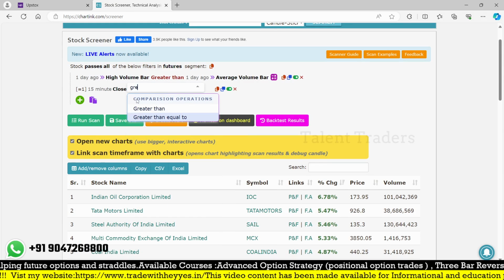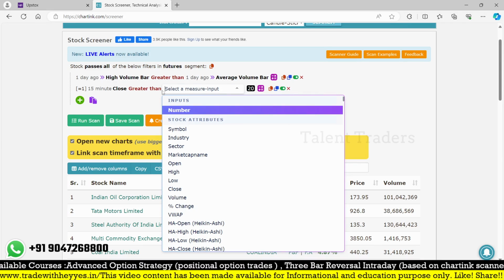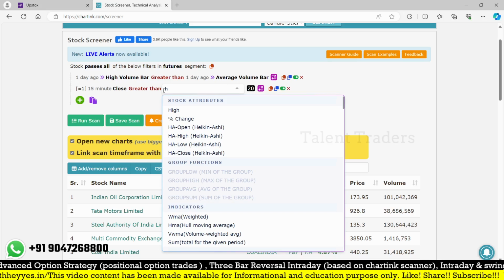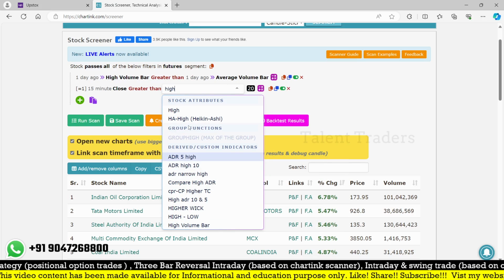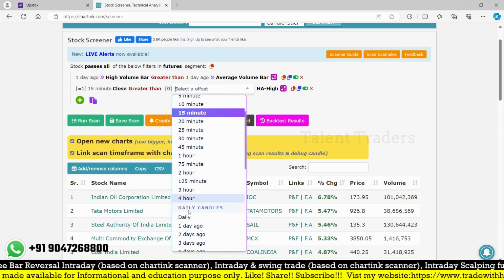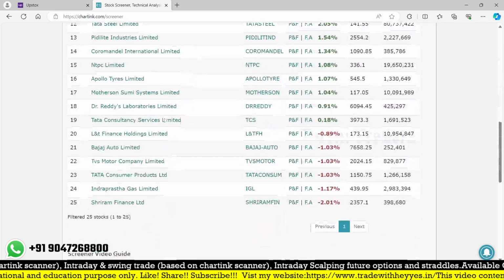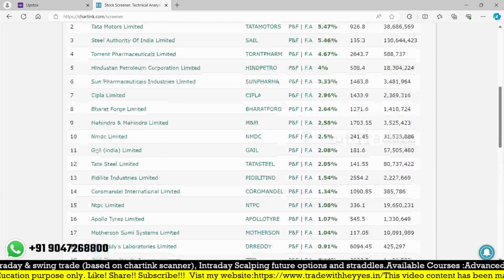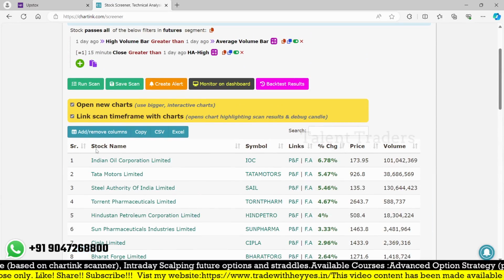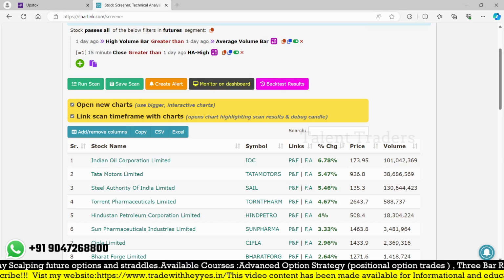If you are in my group, you can modify this also, because you have edit rights. The candle high, I'm going to use on the daily time frame. That should be one day ago. So yesterday we took the stock, and today we find almost 25 stocks from this list.